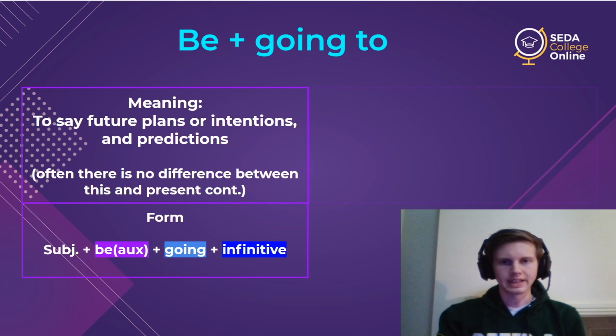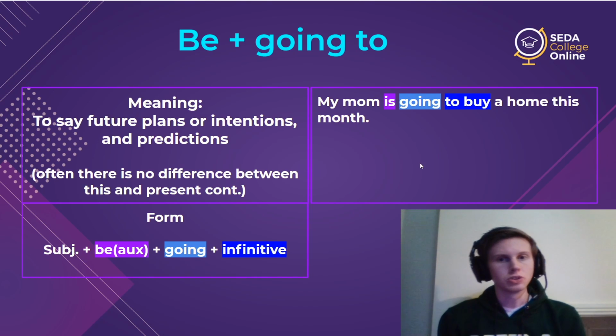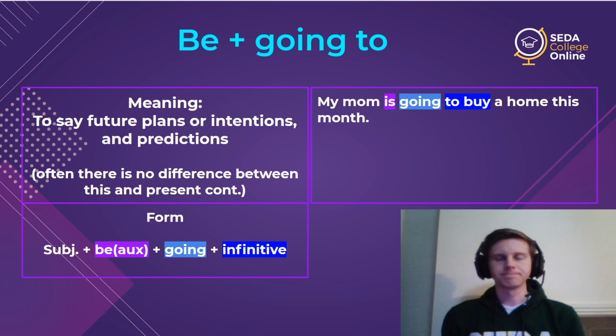So let's look at an example here. I've matched the colors to the parts of the sentence so that it's easier to see. So my mom is going to buy a home this month. So my mom is the subject, and then is, be verb auxiliary, going, there's our match, and the infinitive, going to do what? She's going to buy a home. So there we have the full be, going, and infinitive, is going to buy.